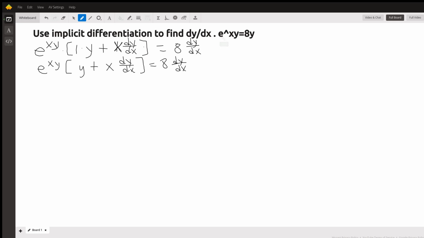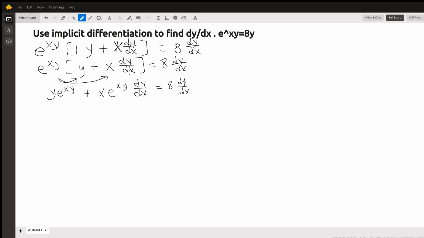Now before we get all of our dy dx's on one side and all of the other terms on the other side, we're going to have to expand this. e to the xy times y, I'm going to write that as y e to the xy. Then we have e to the xy times x dy dx, I'm going to write that as x e to the xy dy dx. The other side's the same, 8 dy dx.